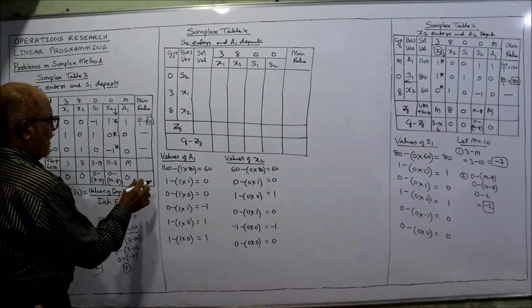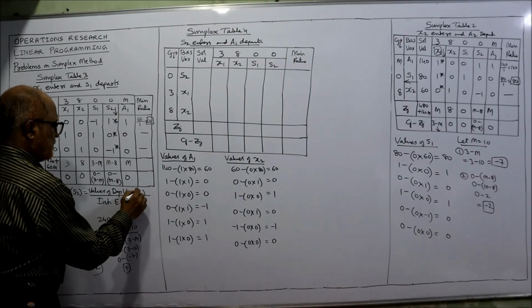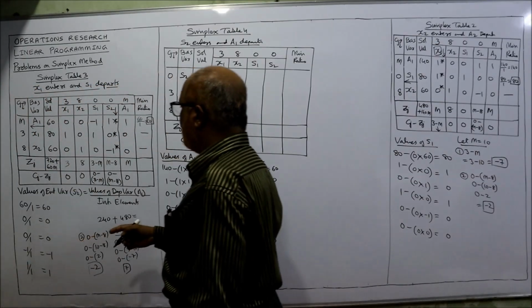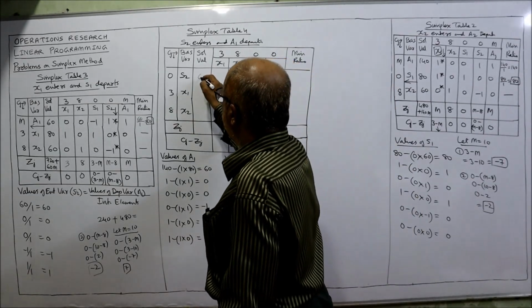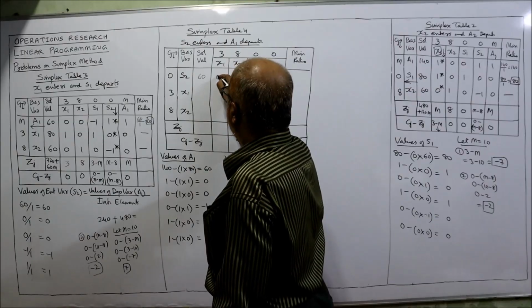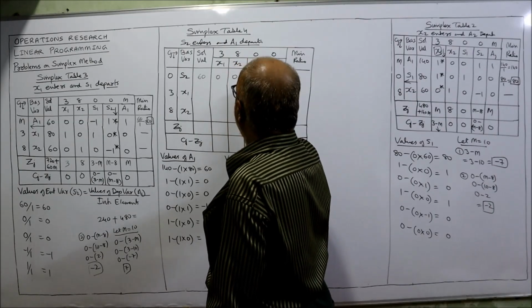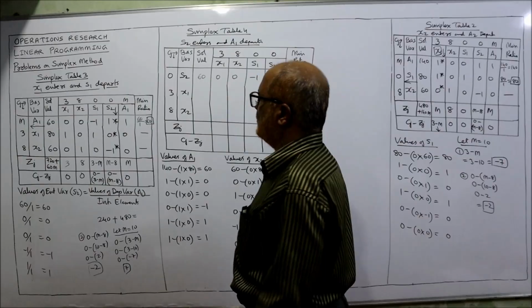S2 is the entering variable and A1 is the departing variable. So we got the values of S2 here. First one: 60, 0, 0, minus 1 and plus 1.